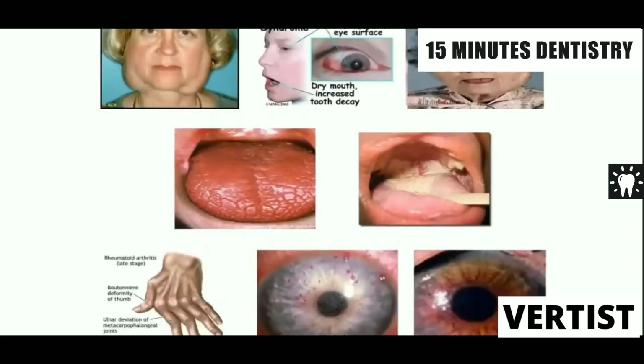Now this picture gives you the clinical features. As you can see here, there is bilateral enlargement of parotid salivary glands, dry mouth, dry eyes. The tongue, as you can see, is glazed, depapillated with fissures. There is superadded candidal infection. And here you can see ulnar deviation, which is characteristic of rheumatoid arthritis, and keratoconjunctivitis.